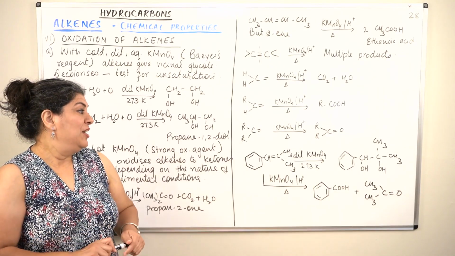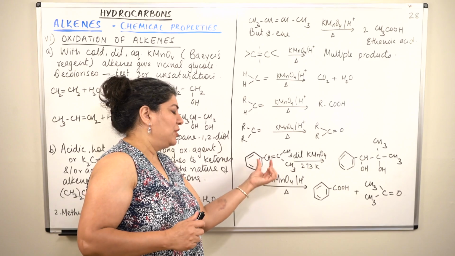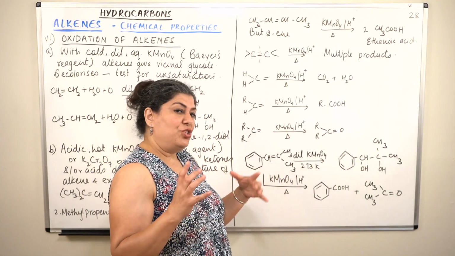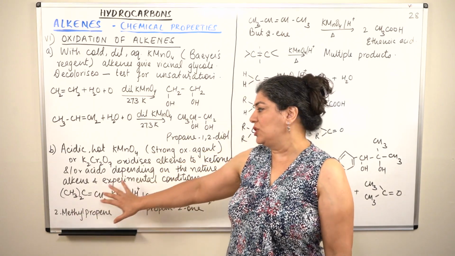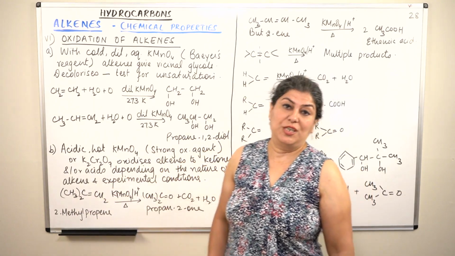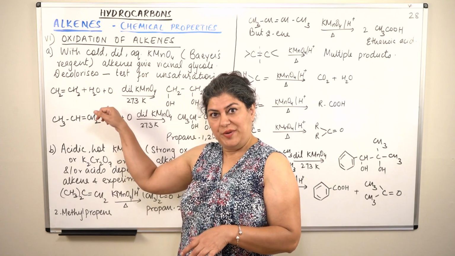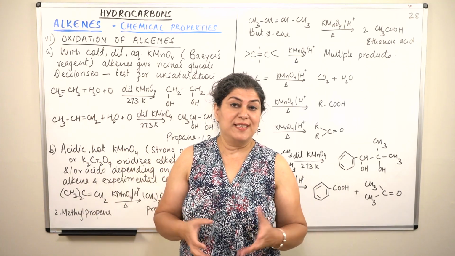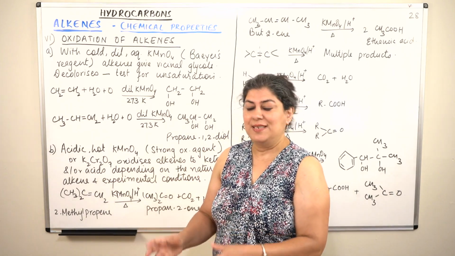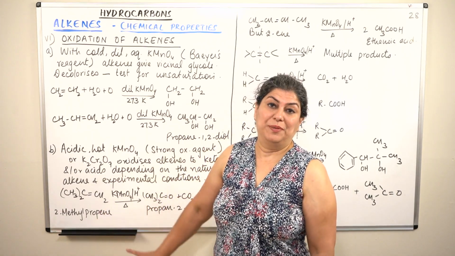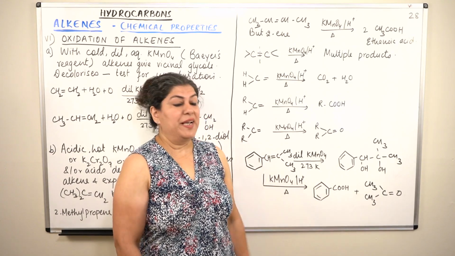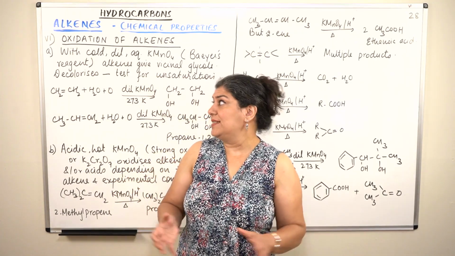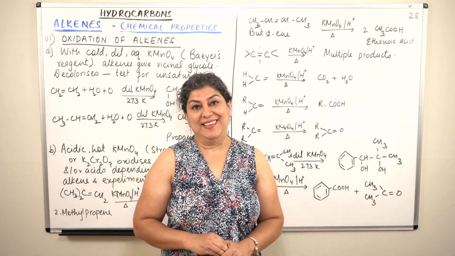So if you just look at the two carbons which are attached by the double bond, and look at the nature of those two carbons, you will be able to determine the product of oxidation with Baeyer's reagent, and when potassium permanganate is used as a strong oxidizing agent by acidifying it and heating it up, that is, carrying out the reaction at a higher temperature. So this was the oxidation of alkenes.